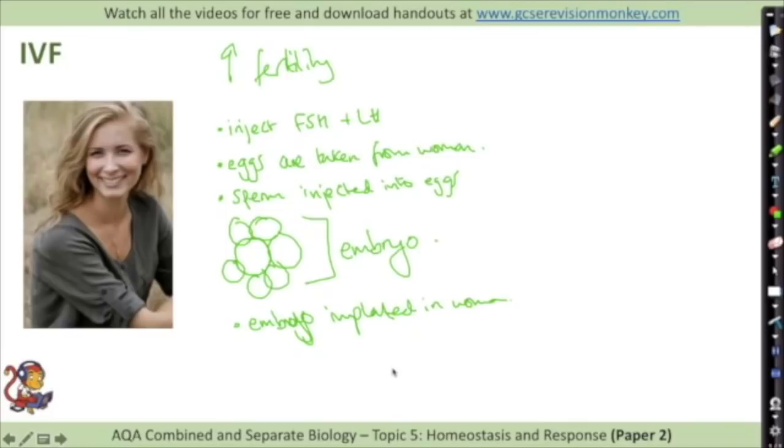Sometimes it's not successful, and in fact, quite a few times IVF is not successful, so you've paid thousands of pounds and don't have a baby at the end of the procedure. It's very stressful on both the mother and the father, especially the mother with the injections of all the hormones. But the ultimate goal and the ultimate advantage is that people that find it hard to have children can do so.